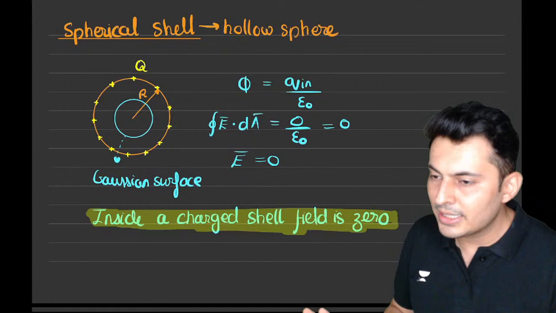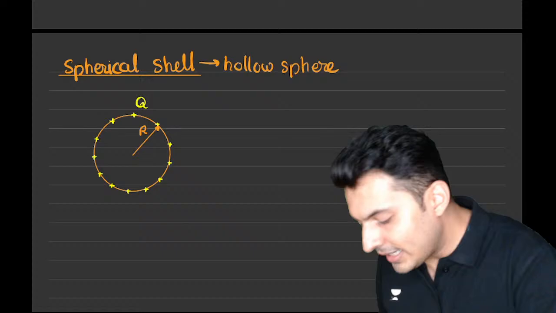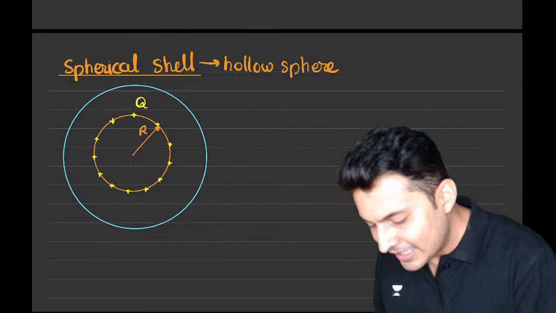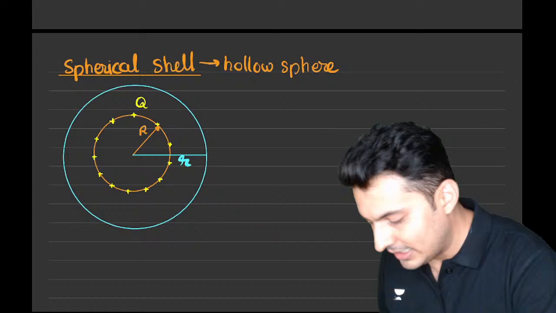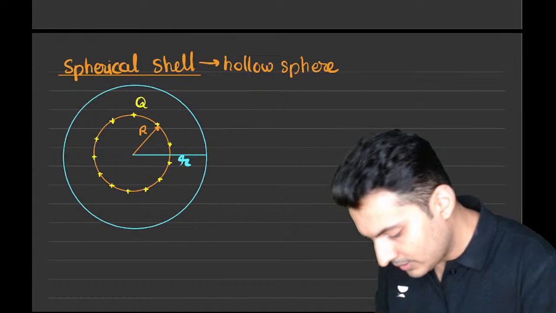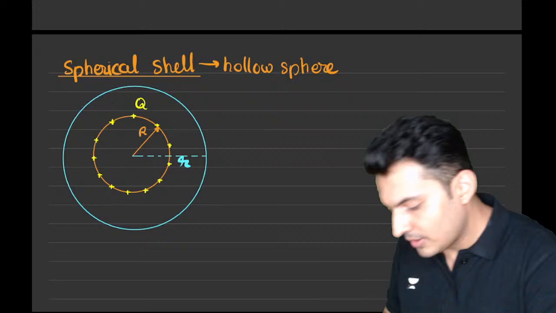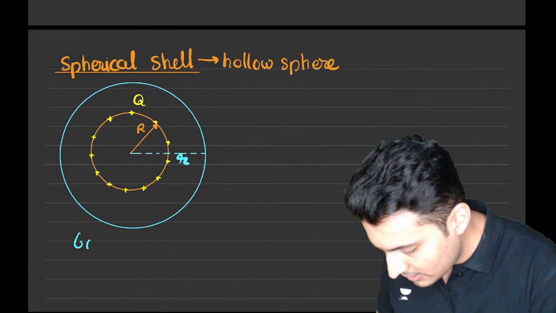Now let's take the second case. What if I am outside? Now here I feel it will not be zero. Definitely, my dear students, it will not be zero. Let me take this Gaussian surface. Okay, this is done. Let me write this as my Gaussian surface.